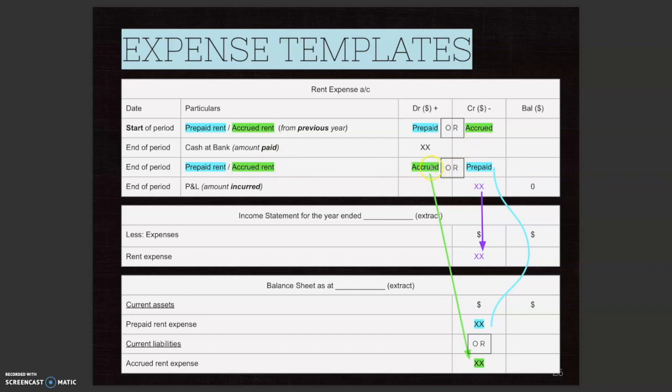Again, if it's an accrual, it will be on the debit side. Prepaid will be on the credit side. One easy way is to remember the acronym PAPA, P-A-P-A, going in a clockwise direction. Your P&L amount will be reflected in your income statement, whereas your end of the period prepaid or accrued will appear in your balance sheet as either a current asset or current liability.